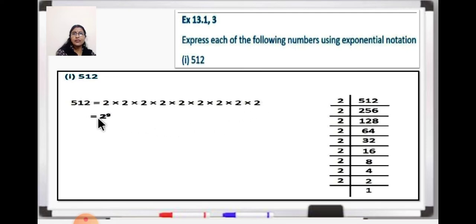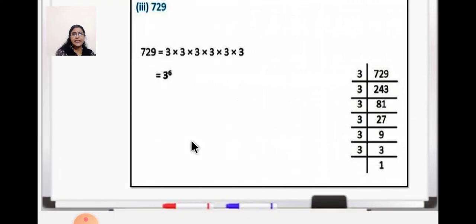And then at the end what you will write? We will write in exponential form. So we will write 2 to the power 9. So this is the way you will represent any number which will be given, in exponential form.